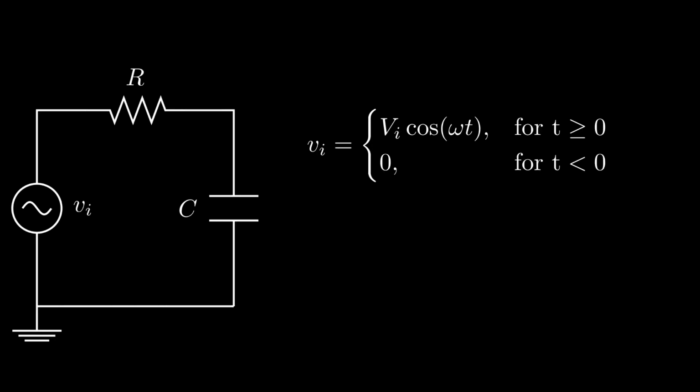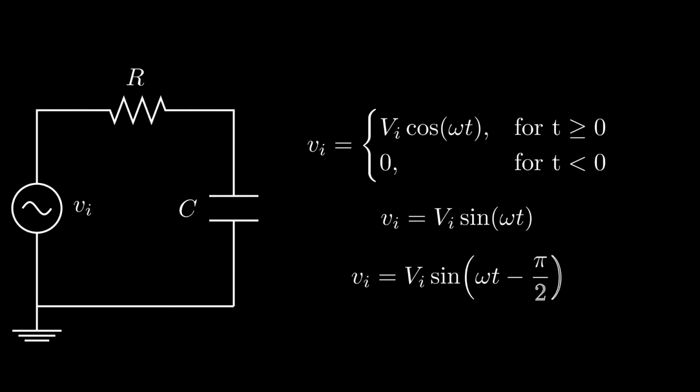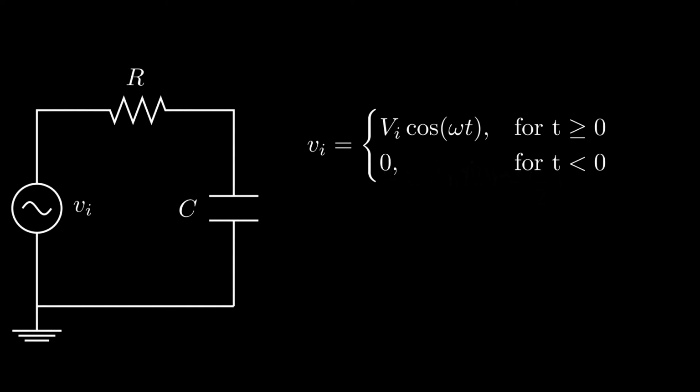Note that we could have equally taken the input to be Vi sin omega t, but a cosine function is just sine shifted by pi by 2 radians. And the reason for using a cosine function would be evident a bit later into the video.